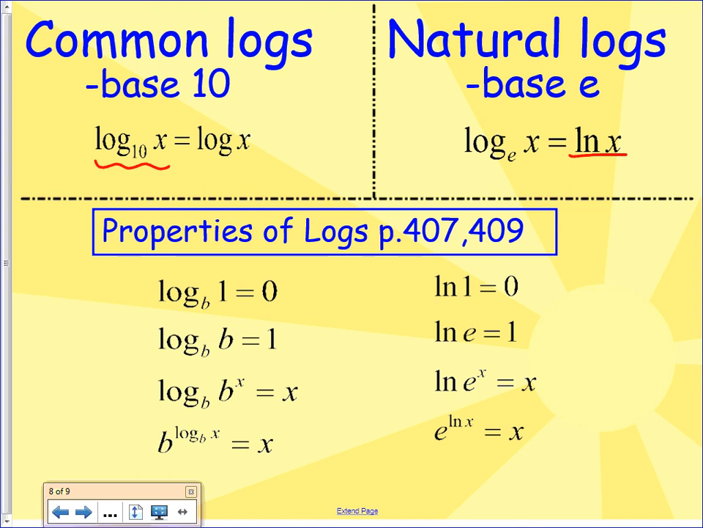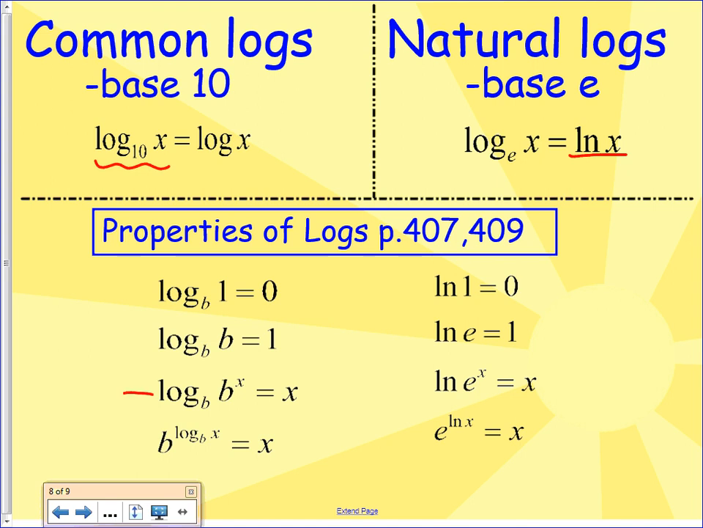On pages 407 and 409, they just give some properties of logs. There are some for log base b, and some for natural log. Remember again, natural log is log base e. It's that Euler number. You're going to see some of these, some of which are helpful to know. Some others you can just find by changing the form.